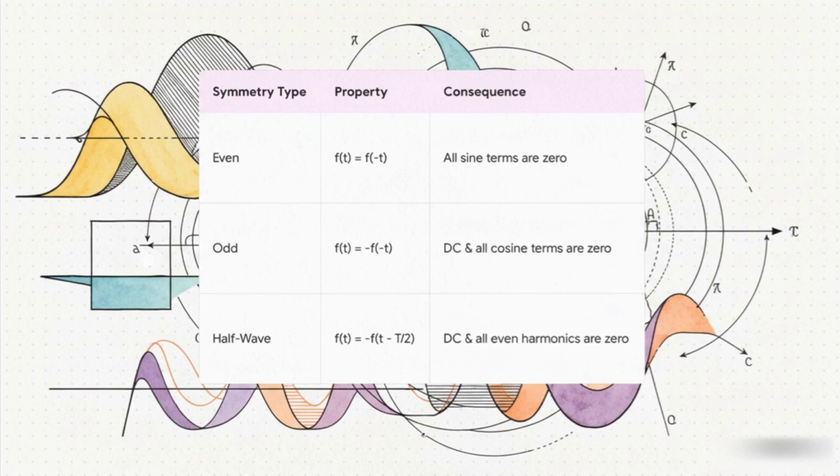If it has odd symmetry, like our square wave did, then the DC term and all the cosine terms are 0. And if it has half-wave symmetry, the DC and all the even harmonics just disappear. Just by spotting the symmetry first, you can wipe out huge chunks of the calculation before you even start.